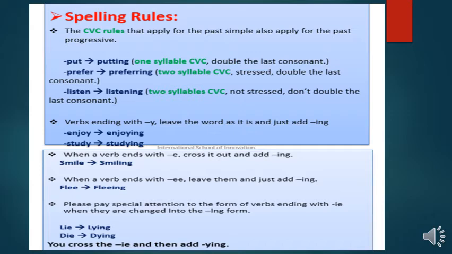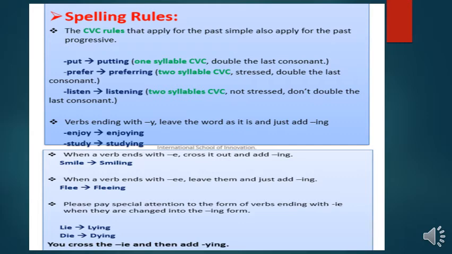Two-syllable CVC stressed, double the last consonant, like prefer, preferring. So we double the last consonant and we add ing. Words with two syllables, which are not stressed, we do not double the last consonant, as listen, listening, travel, traveling.